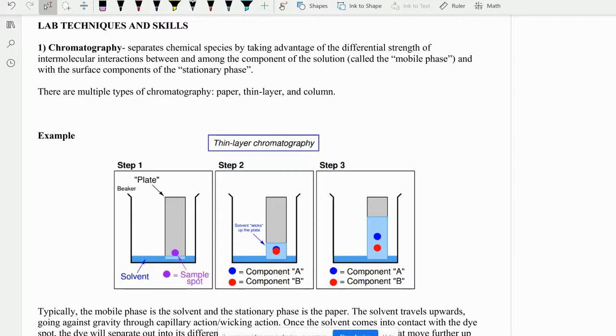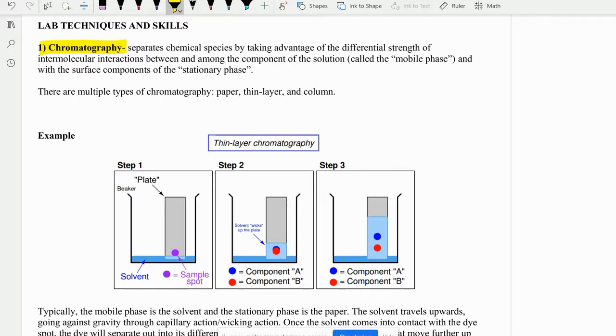As I explain some of these techniques, I want you to think about in the back of your mind, how do these lab techniques relate to intermolecular forces? Truth be told, the first skill and technique, which we call chromatography, we're actually going to do a lab on next week.